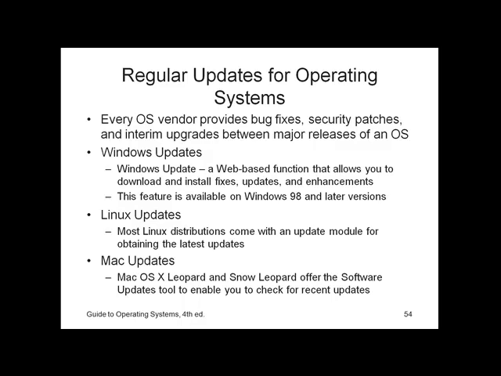The Windows Update feature is available on all Windows operating systems from Windows 98 on up. Linux updates, well, most Linux distributions come with an update module for obtaining the latest updates, and Mac updates, including Leopard and Snow Leopard, offer the software updates tool to enable you to check for recent updates.